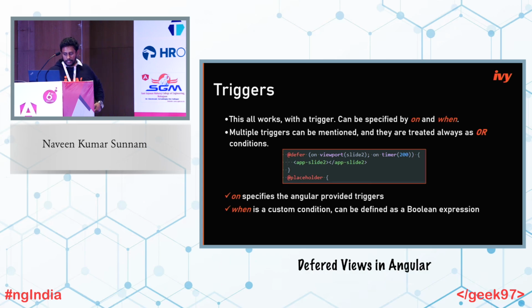The other one is with on. I'll go into the on attributes later. But the important points to note here are that you can have multiple triggers, and whichever triggers first will trigger the defer block. We can separate them with a semicolon and give multiple triggers here.